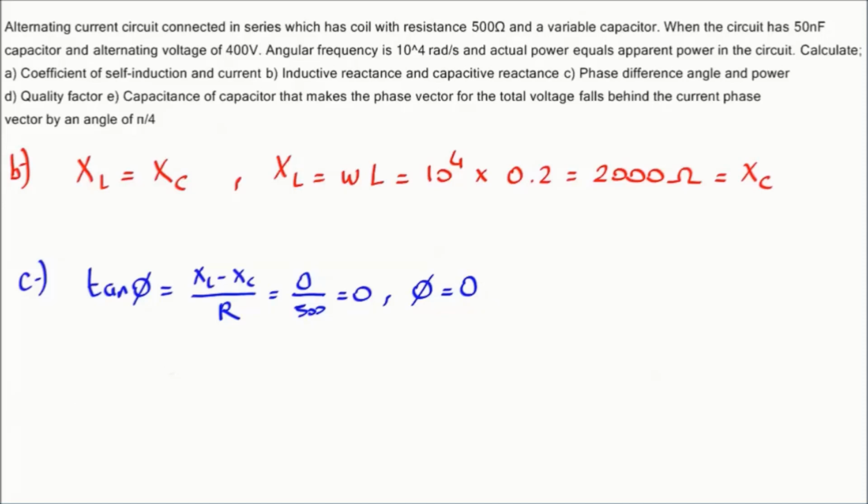And let's calculate the power. Power is equal to I square times R. If I calculate the real power, it's equal to the apparent power as written in the question. I is 0.8 squared times R, which is 500. So it will be equal to 320 watt.